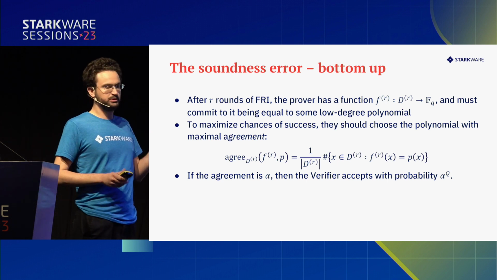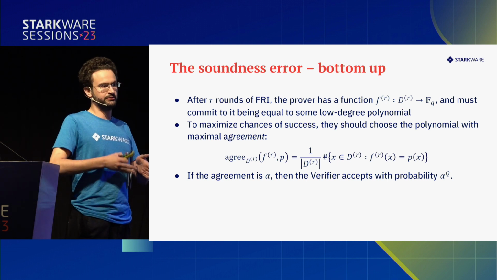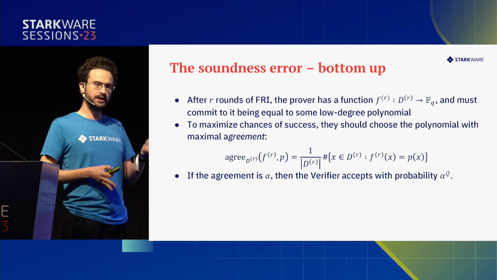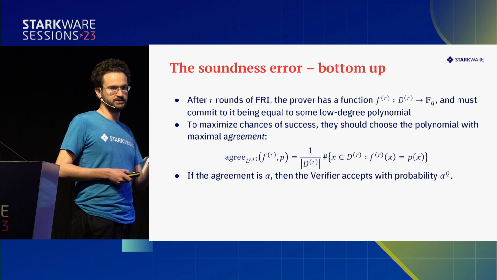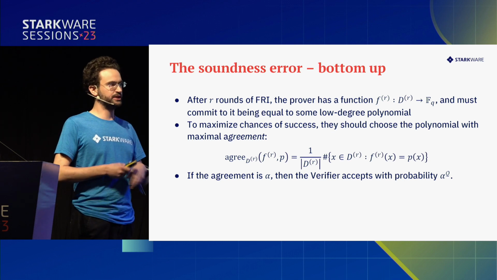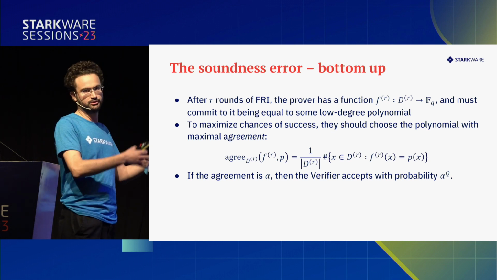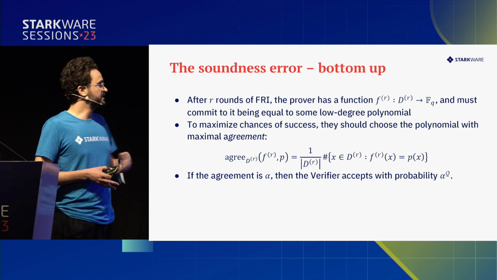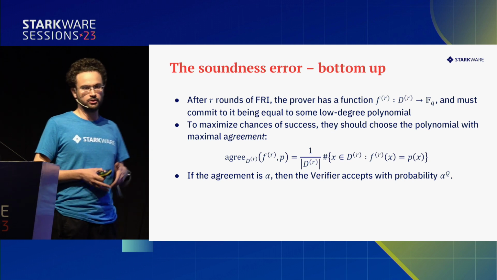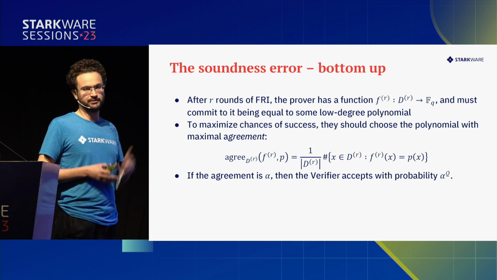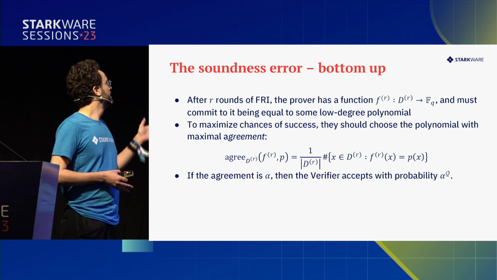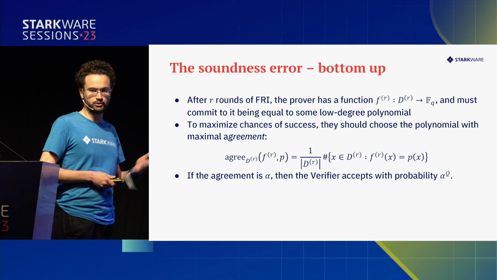And if the agreement between the function and the polynomial that the prover told the verifier is alpha, then the chance that every query will fall inside this final set is alpha, and the chance of accepting the whole thing is, again, alpha to the q. And since we can always interpolate polynomials on some rho n points, we can always choose some polynomial that has agreement at least rho. So the best alpha will be at least rho, always.